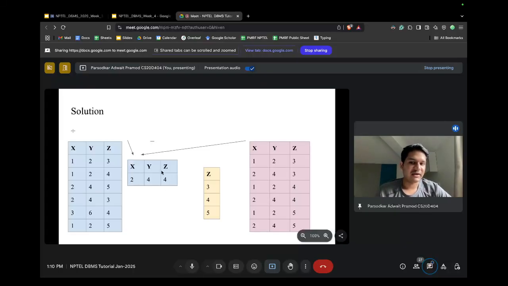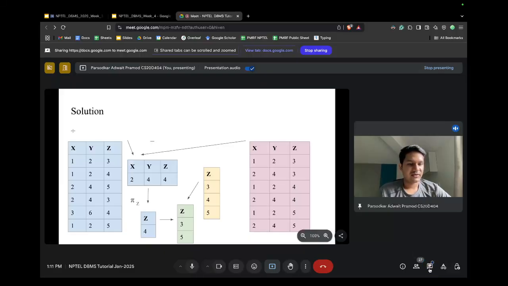Now, so we have identified that Z equal to 4 is problematic, but Z equal to 3 and 5 are not problematic because they are present in the blue table. So we now just need to get rid of Z equal to 4, which is the problematic Z value. So we again project the value of Z, so we get Z equal to 4, and subtract it from the yellow table, and we get the answer as 3, 5, which is indeed the answer for the division operation.